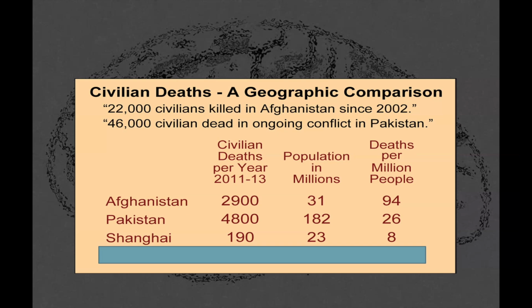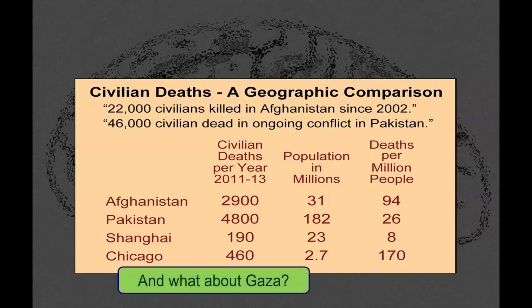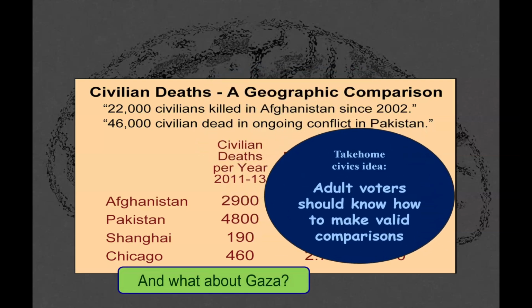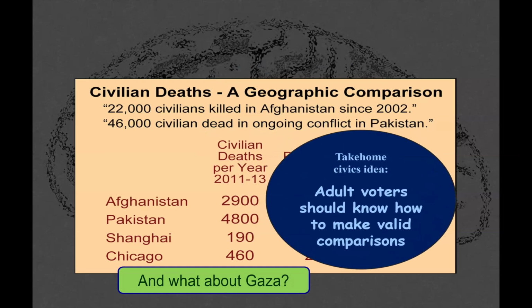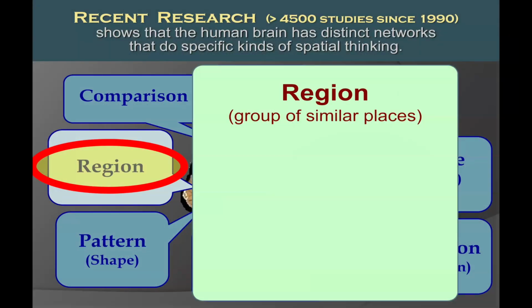Meanwhile, a place like Shanghai is extraordinarily safe that way. And you wonder why I've got a blue bar at the bottom here. I'm going to erase the bar. Chicago is actually twice as dangerous as Afghanistan for a civilian. You're twice as likely to get killed. And what about Gaza? In other words, adult voters should learn how to make valid comparisons in order to be an intelligent voter. Now, that's just one of 8 different ways in which the brain is processing information.